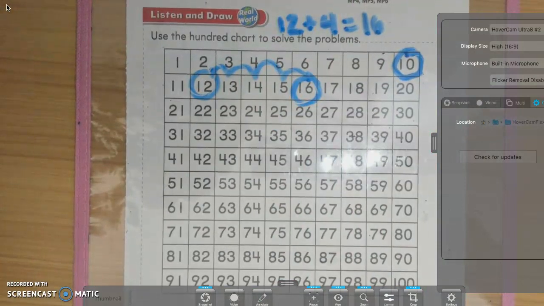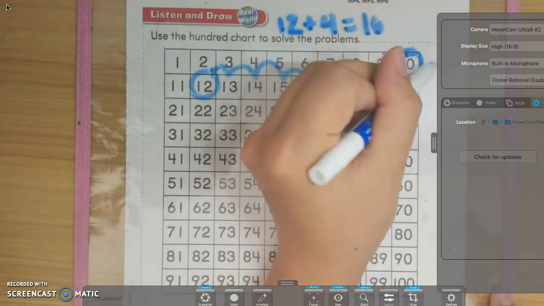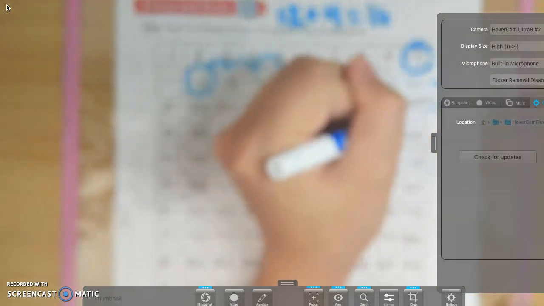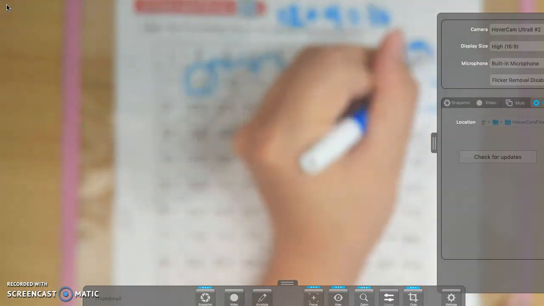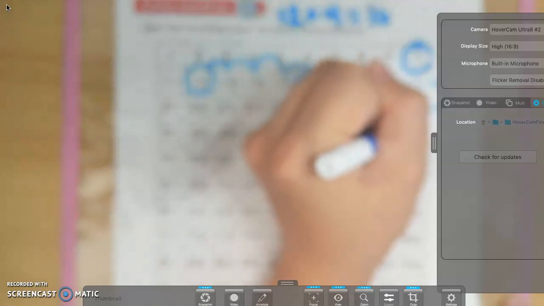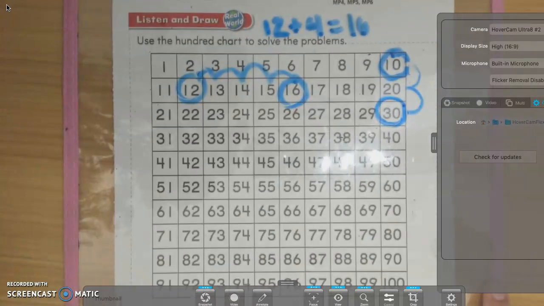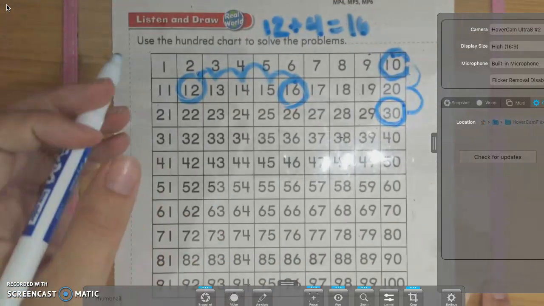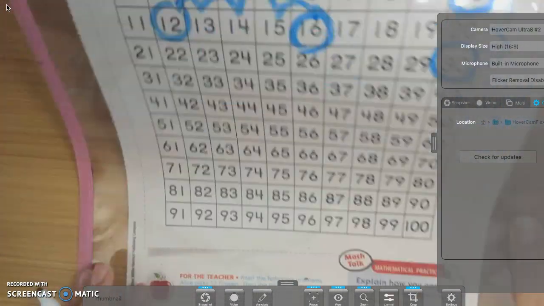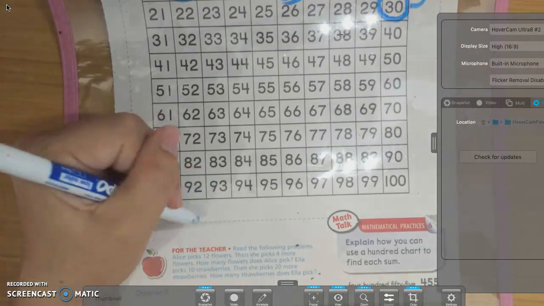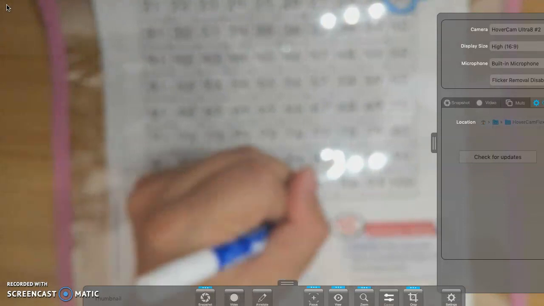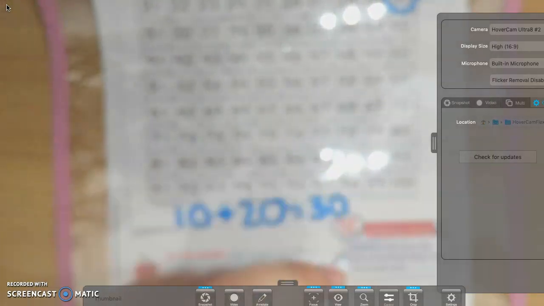So I'm going to show you how you count 20 more. 10, 20. So I counted 10, 20, and I circled 30. So that means my addition sentence, oh, I'm sorry, it's out of focus. For this one would be, I'll show you at the bottom. 10 plus 20 equals the sum of 30.